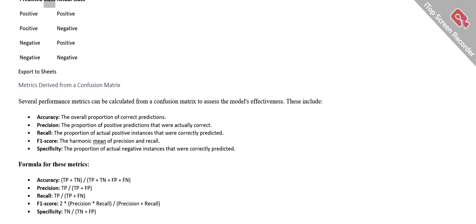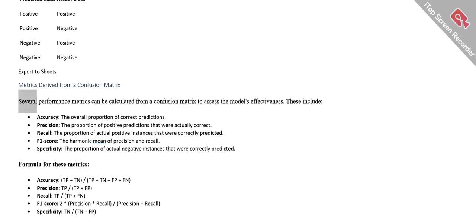Example. Predicted class. Actual class. Positive. Positive. Positive. Negative. Negative. Positive. Negative. Negative. Export to sheets.